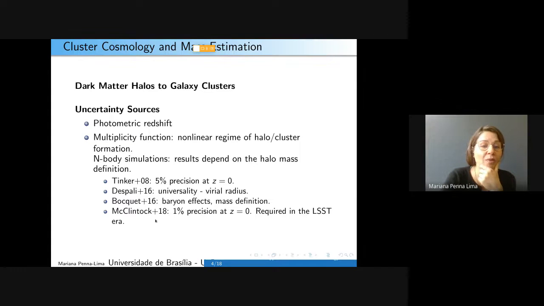And we also have the McClintock example. They use an emulator and provide 1% precision at redshift 0. And I mentioned these different multiplicity functions because, for example, for the LSST era, we now need to care about the multiplicity function up to this few percent level. So this is another thing that we have to take care of.